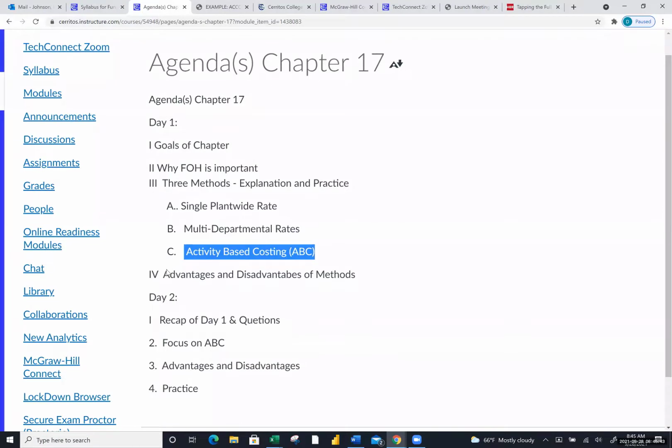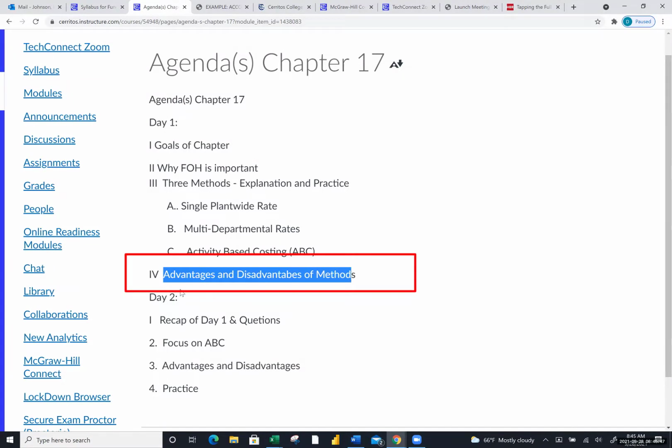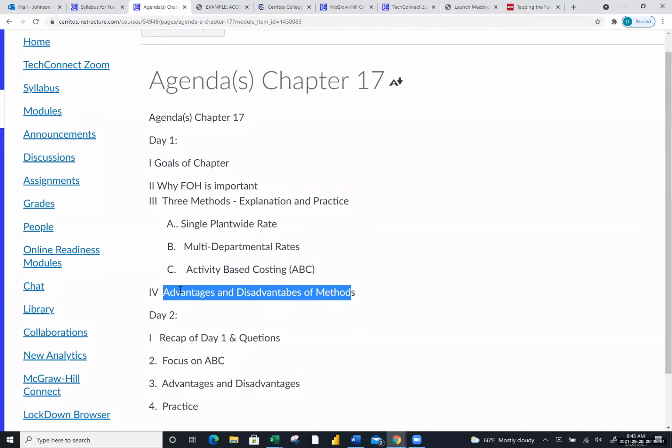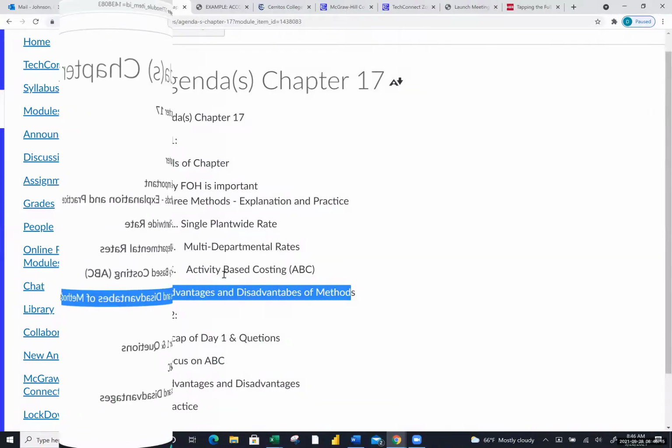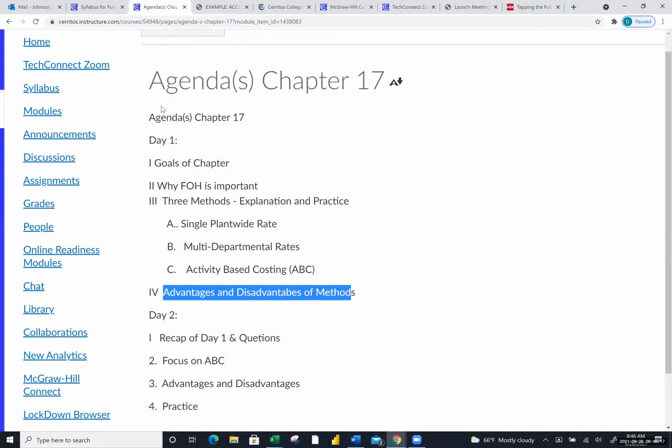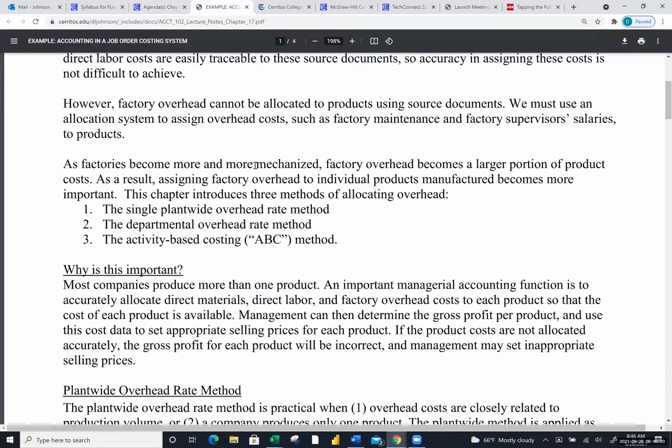And then as we're looking at this agenda, I want you to be thinking, for testing purposes, what are the advantages and disadvantages of each of these methods? So let me stop for a second. Okay, so that's where we're headed. Let's go take a look at our handout today.